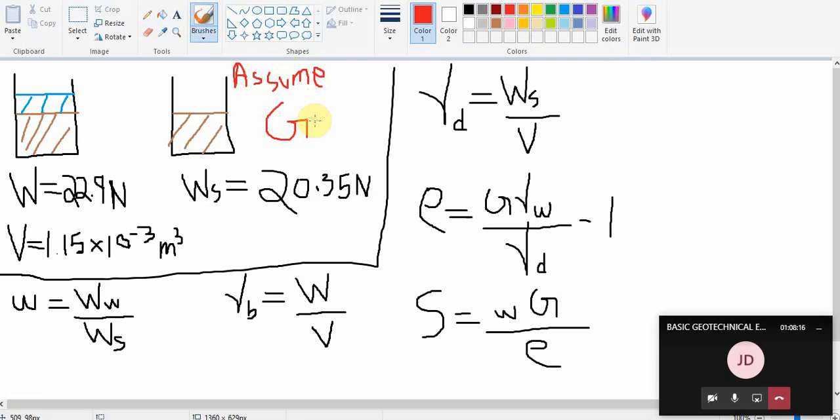Okay, one data is missing from the PDF. You have to assume G is equal to 2.7. Okay, anyone with the answers? So I'll solve the problem now.